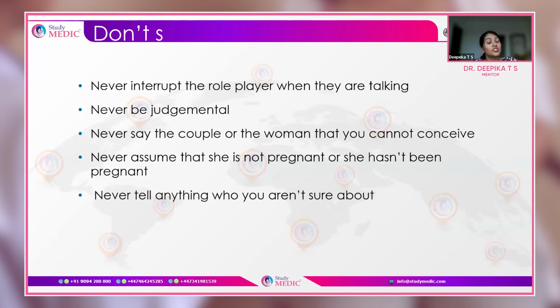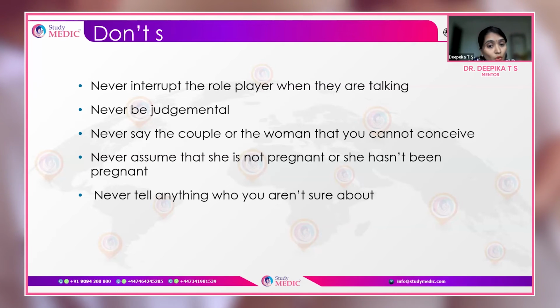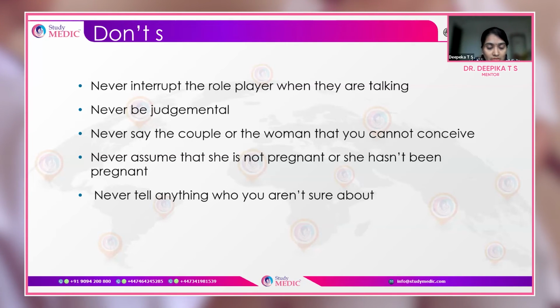Then never assume that she's not pregnant at present. So always ask her LMP. If her LMP is more than 30 days, always go for a UPT and rule out a pregnancy. And always ask whether she has been pregnant previously. Have you ever been pregnant so far?